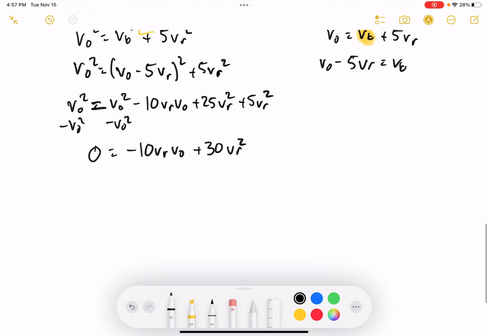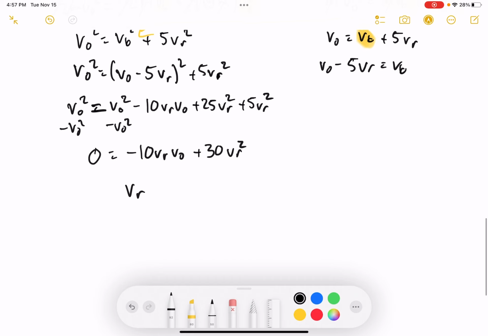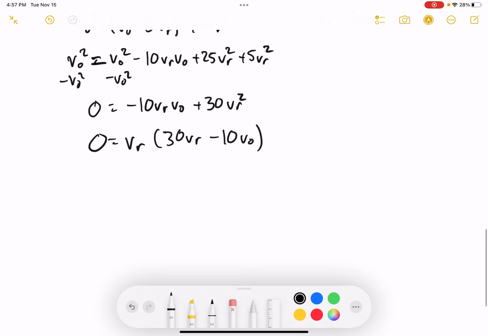Okay. Next, I'm just going to factor out my VR. Okay. So I'll factor out that, and then I have 30 VR minus 10 V naught equals 0. So this gives me two solutions. One is VR equals 0, which is sort of the initial condition, so that's not really what I'm looking for. And then the second solution will be 0 equals 30 VR minus 10 V naught.